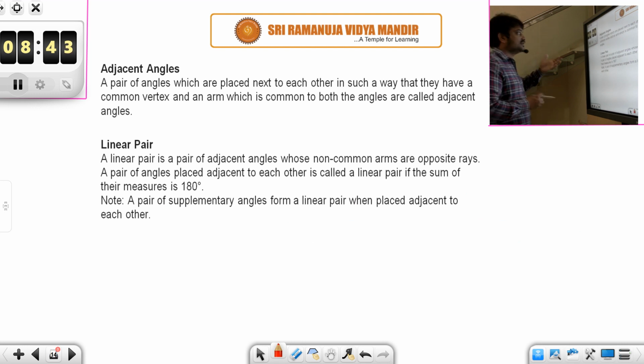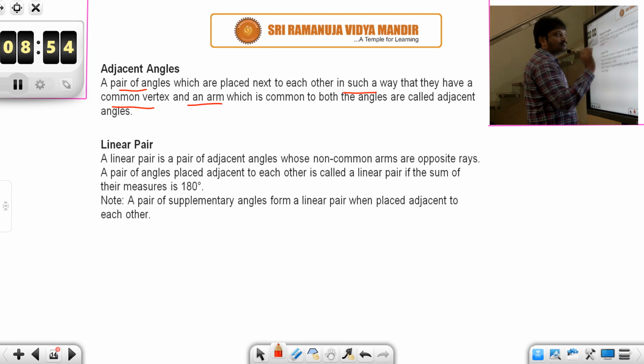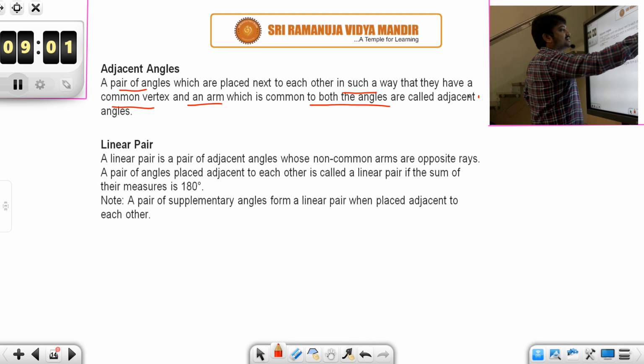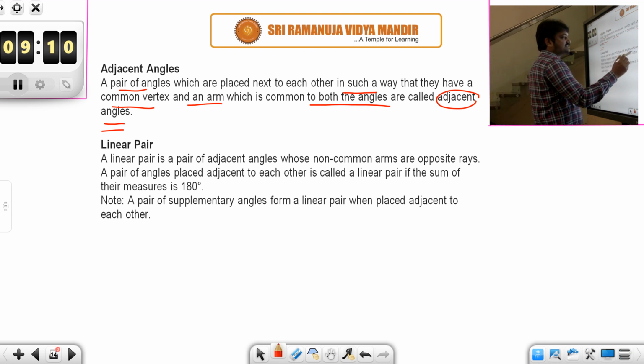And then already we have discussed this. Adjacent angles: a pair of angles which are placed next to each other in such a way that they have a common vertex and a common arm. One arm should be the same and also a common vertex which is common to both the angles are called adjacent angles. Okay. And then linear pair. A linear pair is a pair of adjacent angles whose non-common arms are opposite rays.